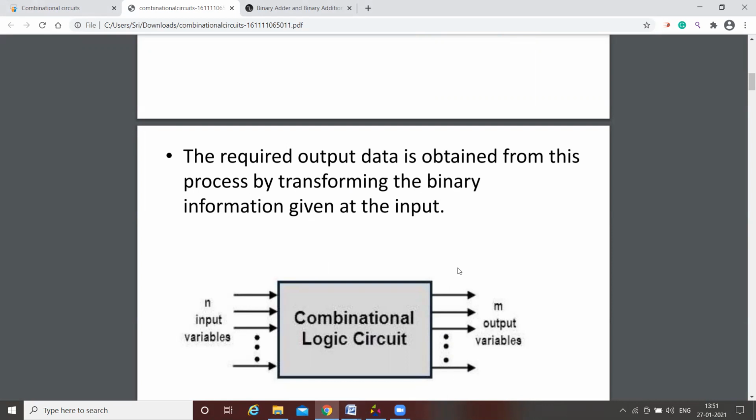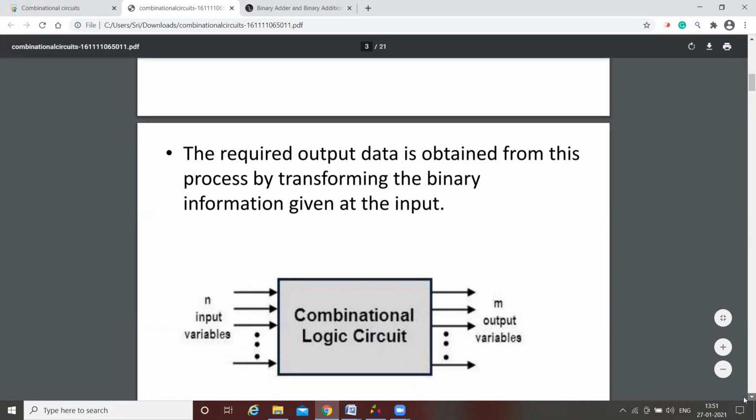Here is a combinational logic circuit. Here n inputs will be there, and therefore m outputs. The output of this combinational circuit depends only on the present inputs, transforming the binary information at the input to the particular output.